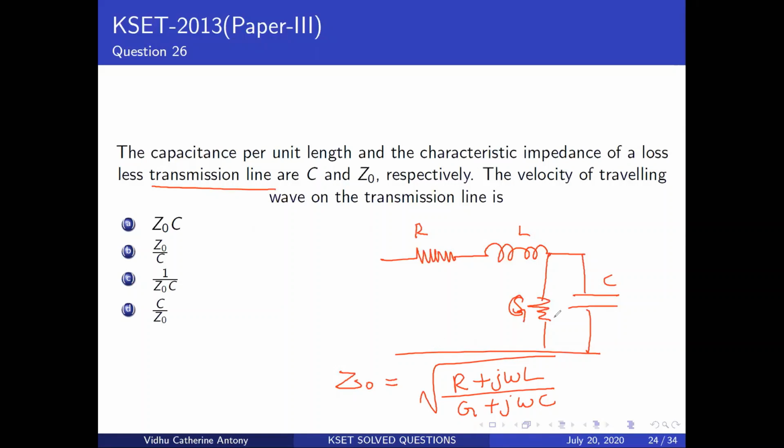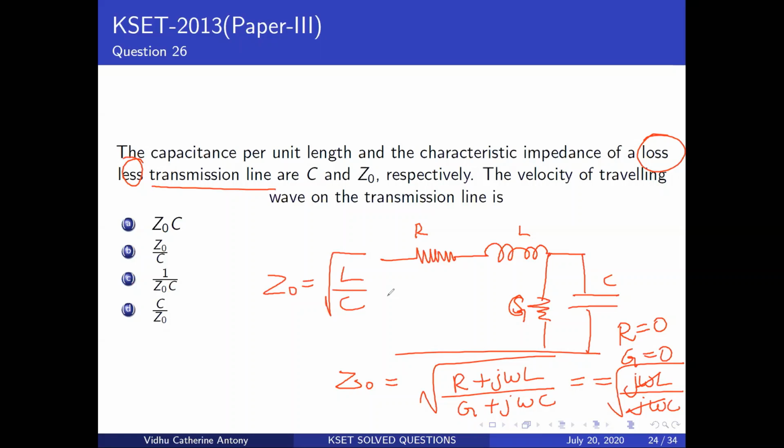So this is how I can write the value of your impedance. If you reduce the circuit diagram, you've got a parallel part here and a serial resistance and inductance here. Now they've said lossless transmission, so let me neglect my resistances and put R as 0. G is also equal to 0. So I end up getting the root of j omega L divided by j omega C, and these two cancel. So Z0 is equal to the root of L divided by C.